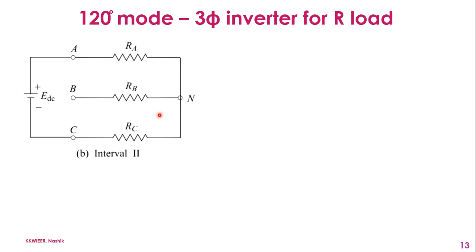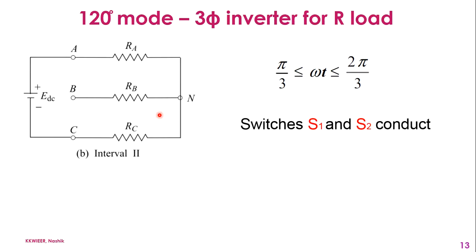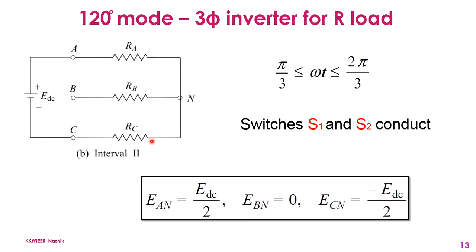In case of second interval, that is pi by 3 to 2 pi by 3, S2 will be the incoming device and S6 will be the outgoing device. So at this time, S1 and S2 conduct. So in this case, we can see the B is open circuited, so EBN, this voltage will be 0, this will be positive, and this will be negative. So expressions for phase to neutral voltages are given by EAN is equal to EDC by 2, EBN is equal to 0, and ECN will be minus EDC by 2.